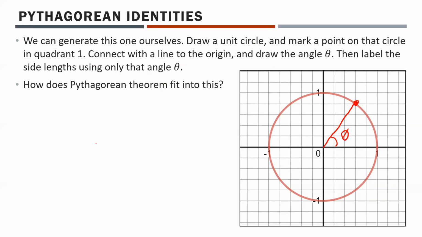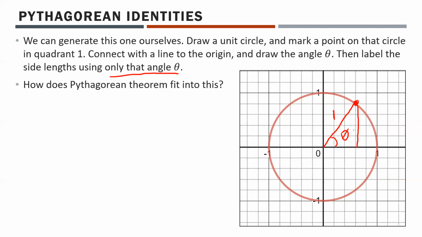Then label the side lengths using only that angle theta. This is where it gets a little weird. We're not allowed to call the side length x and y. That becomes too easy. It would be too easy to call this x and call this y. What we do know about this triangle that forms is that our hypotenuse is 1, because it is a unit circle, so the radius of that circle, no matter where it's drawn, is going to be 1.